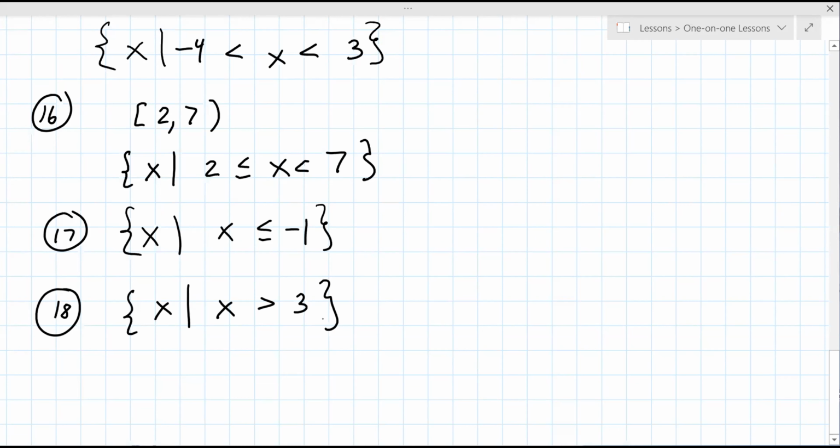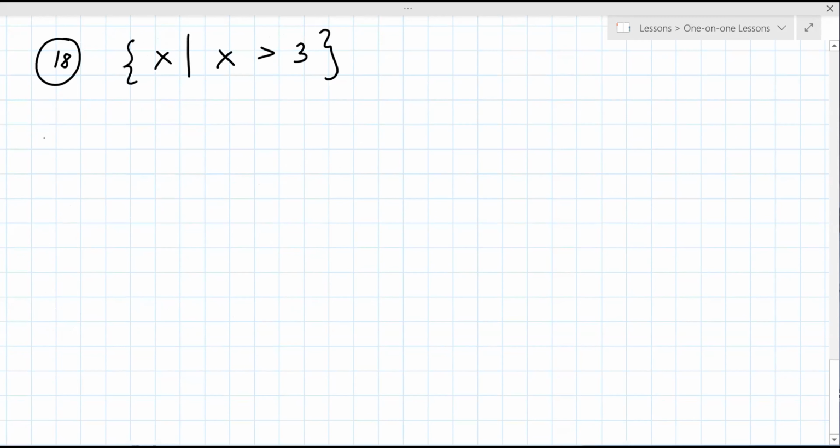Let's try number 19. These are in between. Bracket means filled in. So this one will be x such that -2. I finished 19. Okay, so it's -2 less than or equal to x less than 6.